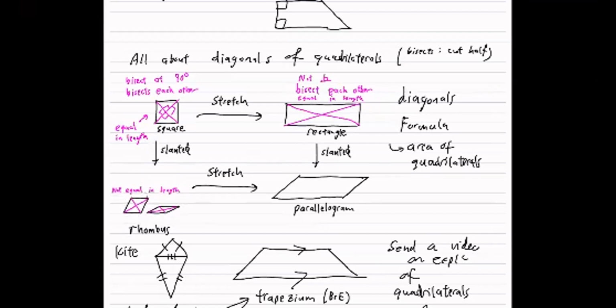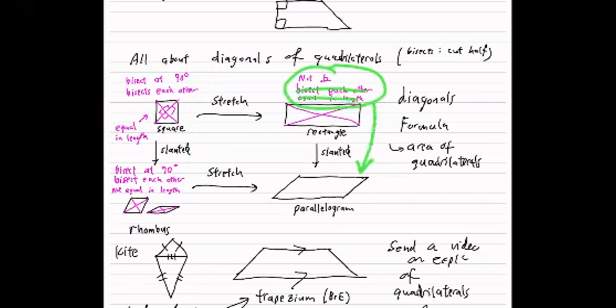What else? They also bisect each other. They also bisect each other at 90 degrees. So at first, for a square, you have these three properties: bisect at 90 degrees, bisect each other, and they are equal in length. But then when you slant it, you lose one of the properties. Equal in length becomes not equal in length, but the other two properties remain. So how about for a rectangle? It's not perpendicular, it bisects each other, it's equal in length.